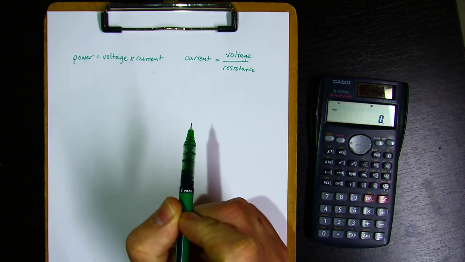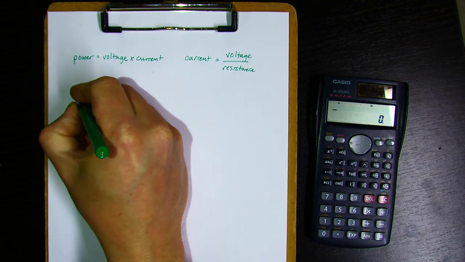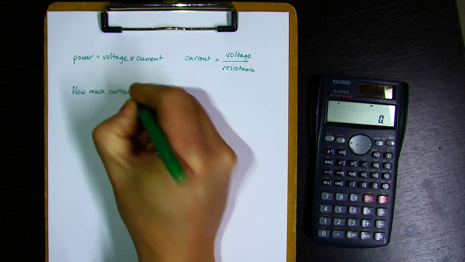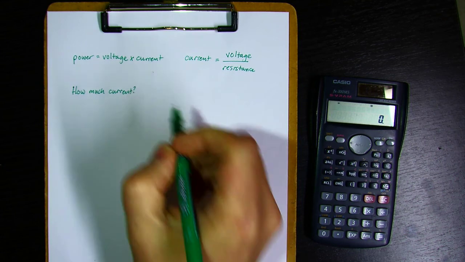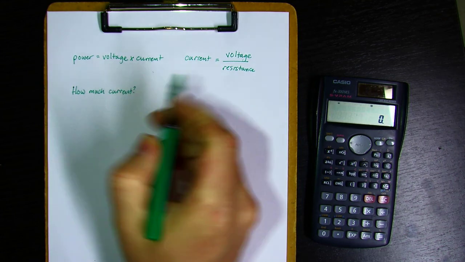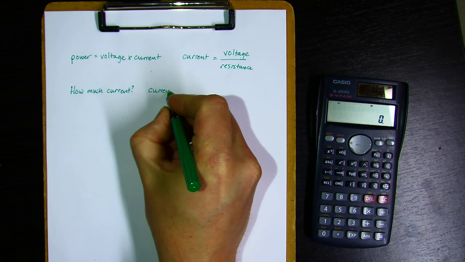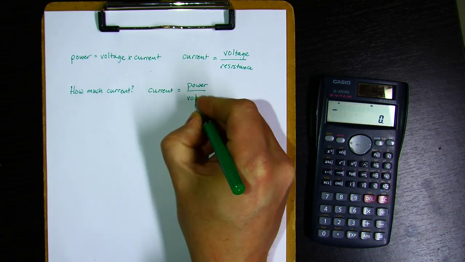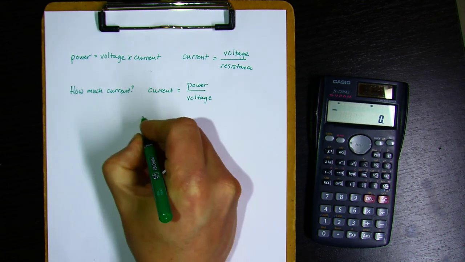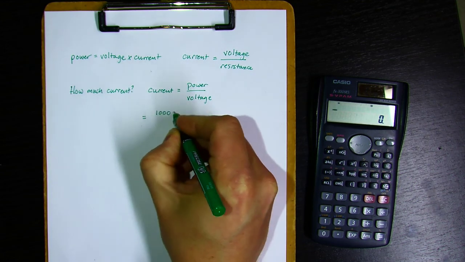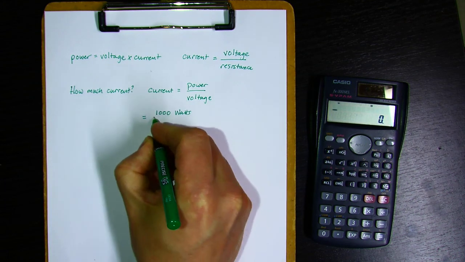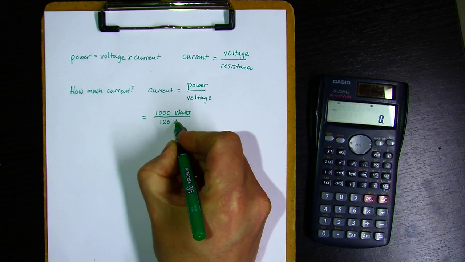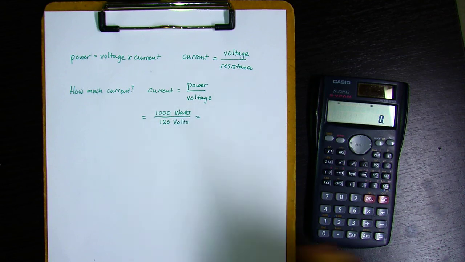the resistance. So if we want to answer the question, how much current is our hairdryer using, we can use the first relationship of power, voltage, and current. If I divide both sides by voltage, I get that current equals electric power divided by voltage. If I plug in 1,000 watts and divide by the typical voltage in an electric circuit of 120 volts, I'll get my answer.